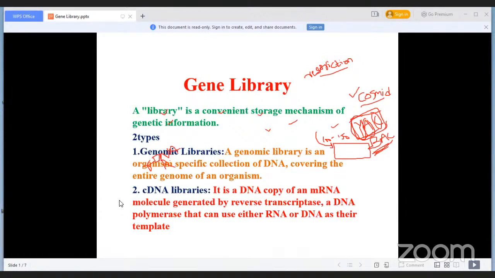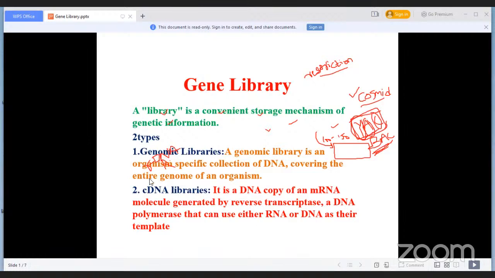Genome is the entire set of genes of an organism. That is called the genome. A genomic library means the entire set of genomes collected and stored. This mechanism is called a gene library. A genomic library is an organism-specific collection of DNA and storage of the entire genome of an organism. That is called a genomic library.